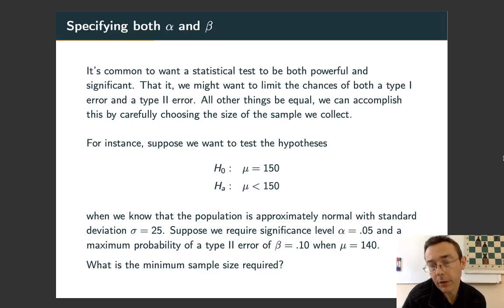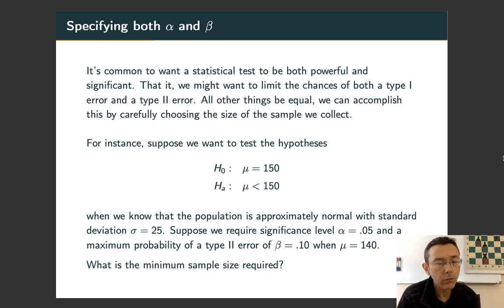So suppose we have a null hypothesis that mu is 150 and an alternative hypothesis that mu is less than 150. And we know that the population that we're sampling from is going to be approximately normal with standard deviation of sigma equals 25. We're going to want to require alpha equals 0.05 and a beta of 0.10 when mu is 140. So remember, of course, that beta is going to depend on mu. We have to specify the mu that we're talking about.